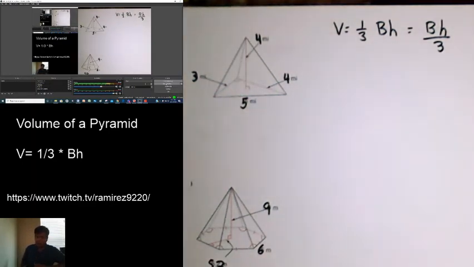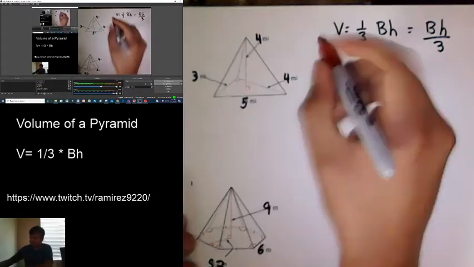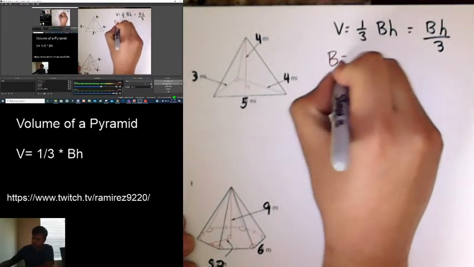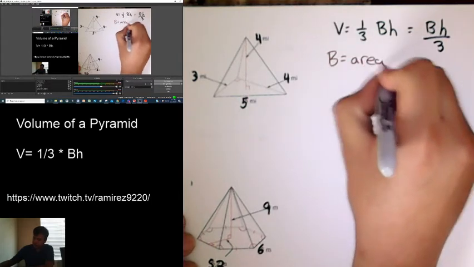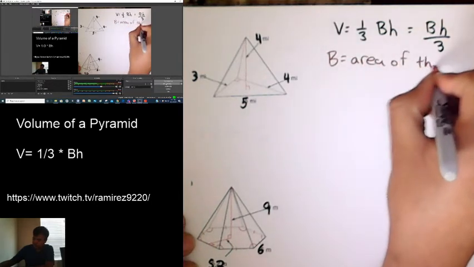All right, guys. So volume of a pyramid. When doing the volume of a pyramid, we're going to be using the formula 1/3 base times height. I'm sorry, 1/3 area of the base times the height. Remember that the letter B here, the big B, doesn't stand for base. It stands for area of the base.